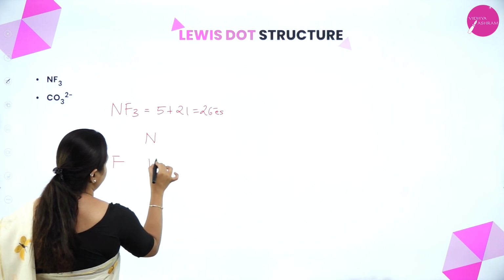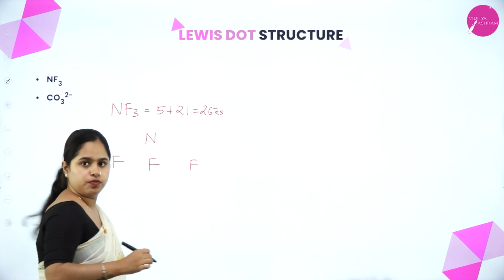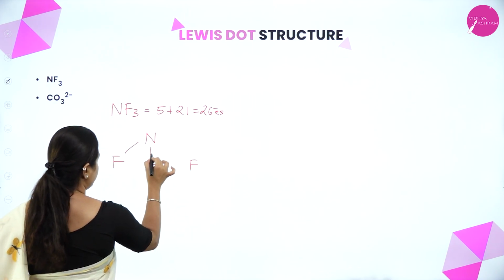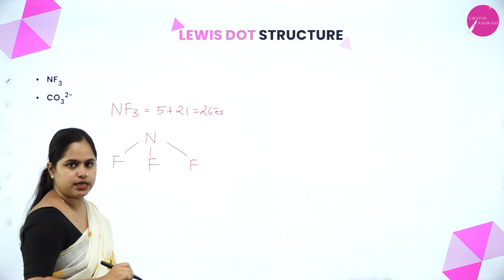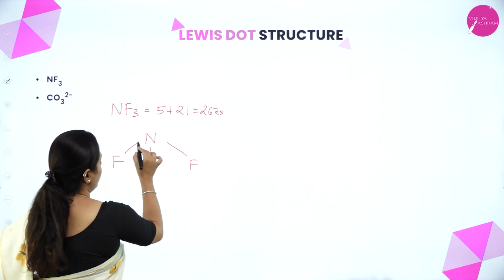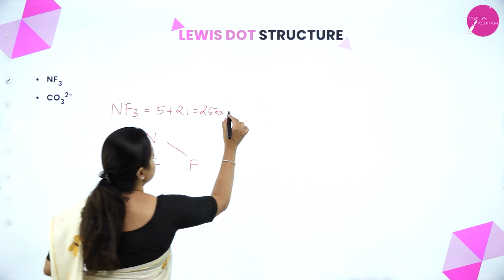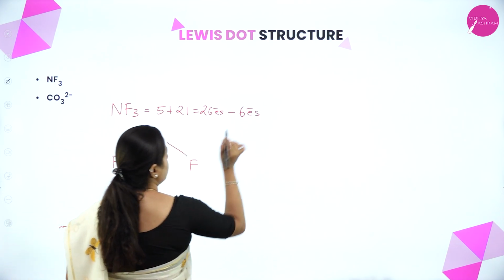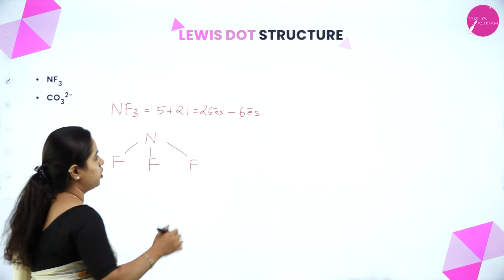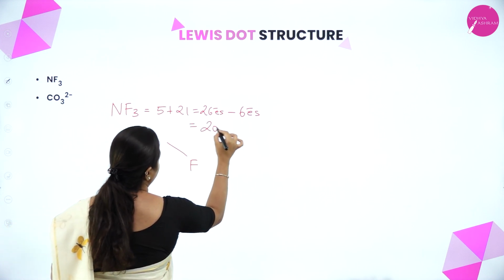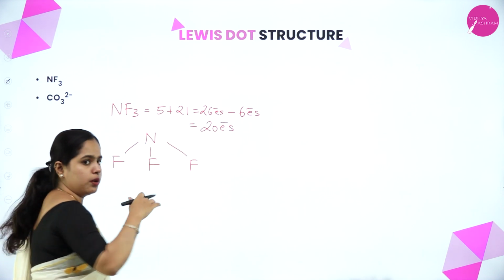Now 3 fluorines are represented here. Now I give a single bond to each of them. That's the next step. Now 1, 2, 3, 4, 5, 6 electrons are gone, represented as single bonds. So that means a total of 20 electrons are left. Now we have to represent them.